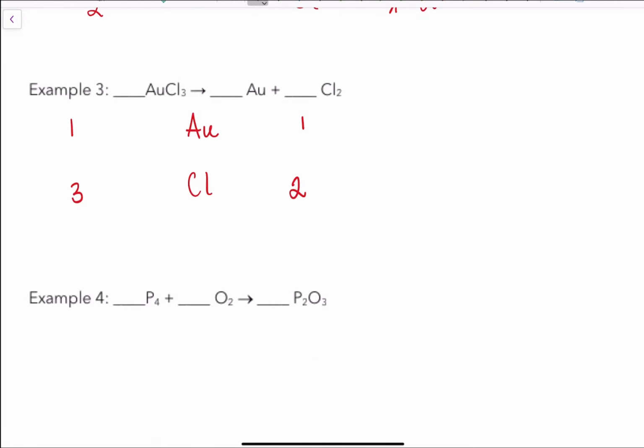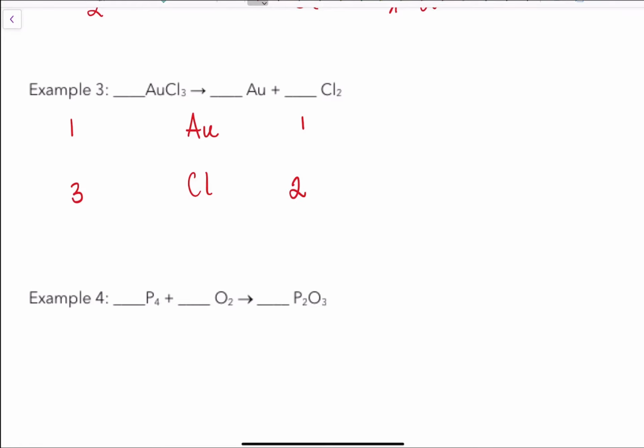Okay, so you tried the atom inventory on your own, and it looks like this. We notice that Au, gold, is already balanced, and that's our metal. That's already good to go. But our chlorine is not balanced. We have 3 on one side and 2 on the other. So to fix that, we need to multiply them both by a number to be equal to something else, right?